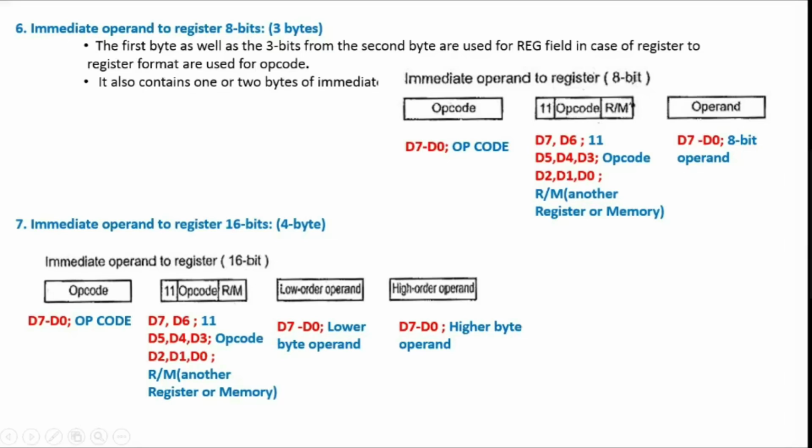In that case, the first 2 bytes will remain the same as the previous instruction format, which is immediate operand to register with 8-bit. The only thing is that we have one extra byte here, which is the higher byte operand. First, the lower byte operand is always specified, and the next will be the higher byte operand. Totally, how many bytes is the instruction? 1, 2, 3, 4 byte instruction. So remember that in this immediate operand to register instruction format, instead of REG, we will have an opcode, and the MOD will be 11. It is in the register mode.